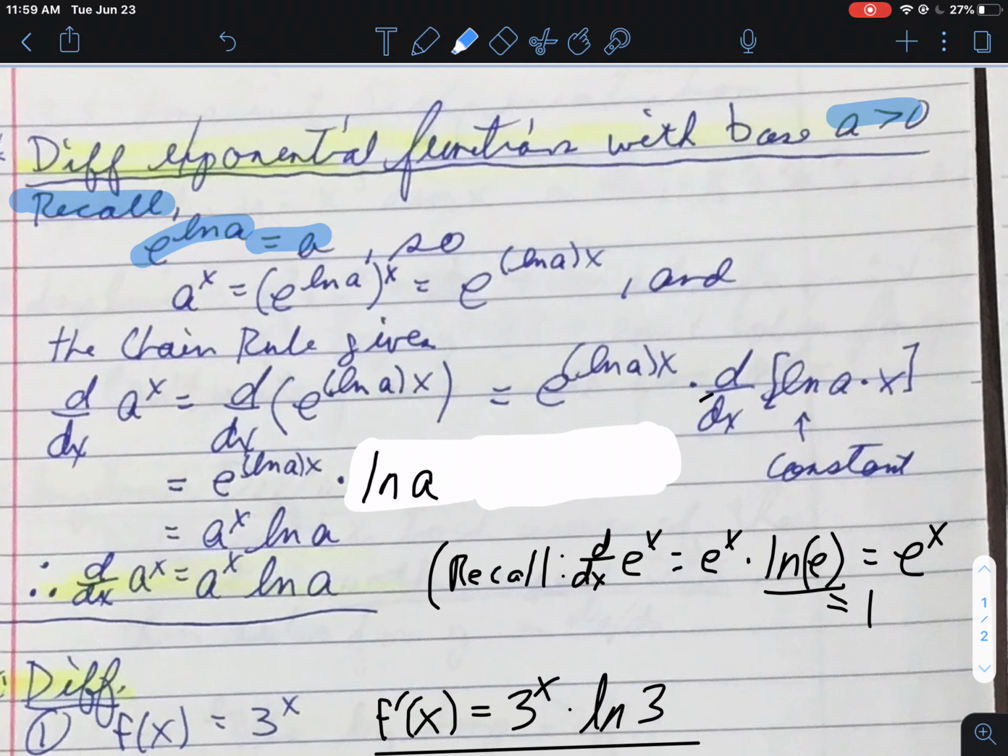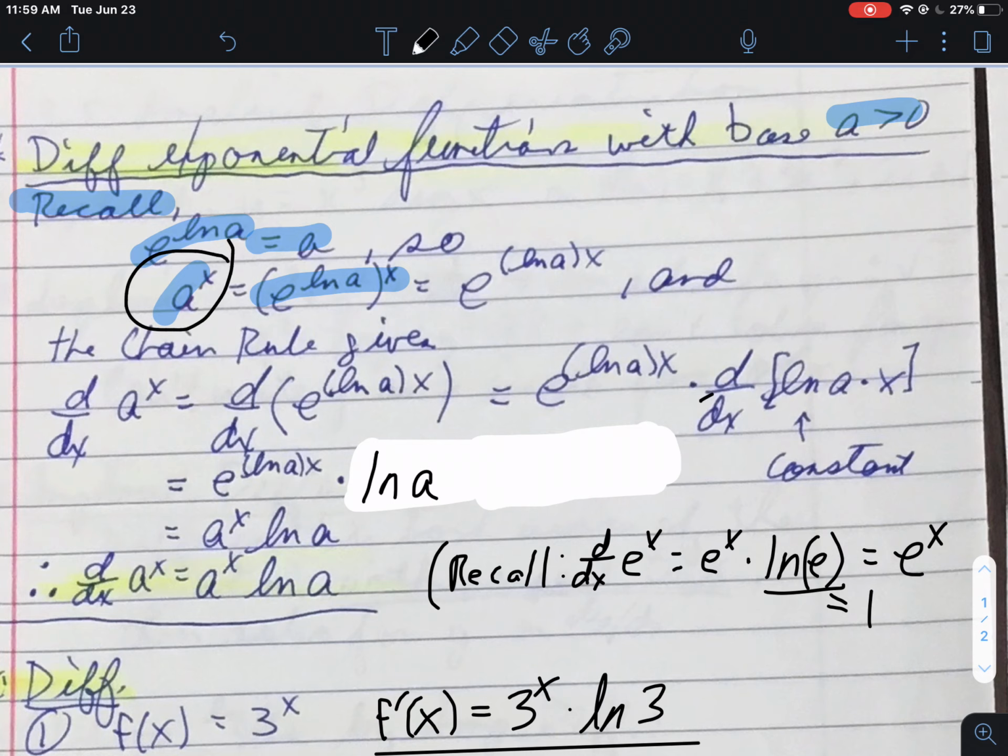So if those two are equivalent to each other, then I'm just going to take each one of those and raise them to the x power. In other words, a to the x would be equal to e to the ln of a, raised to the x. I just raised both sides to the x power. Remember, this is ultimately the one I'm interested in differentiating, so we're going to come back to that.